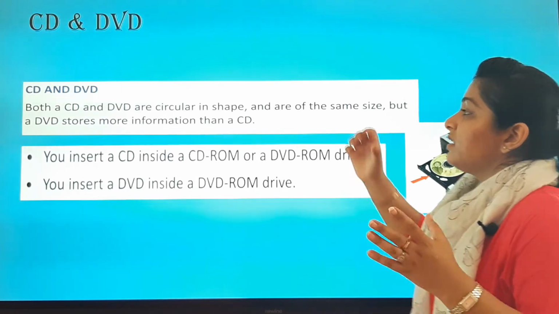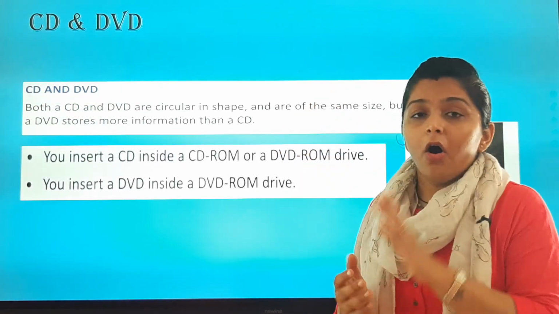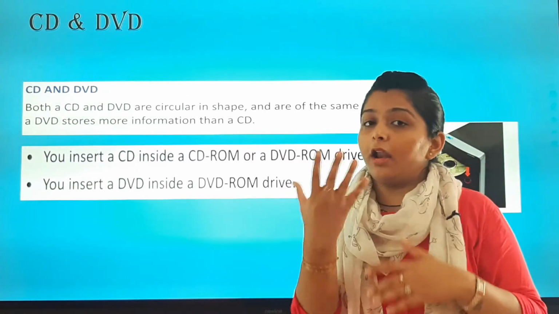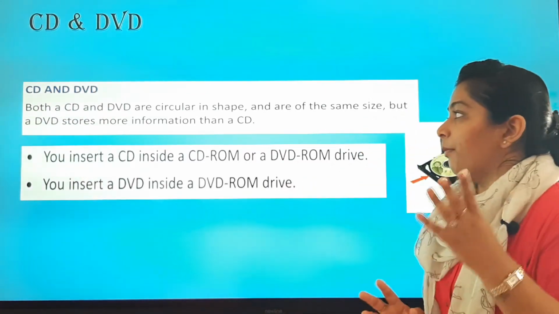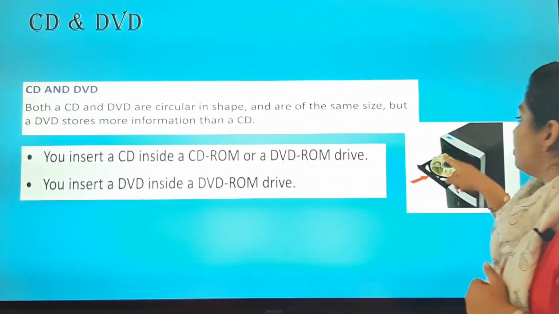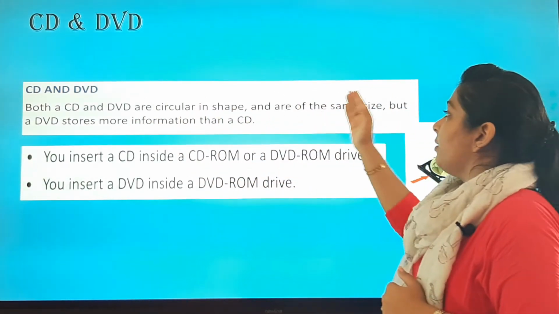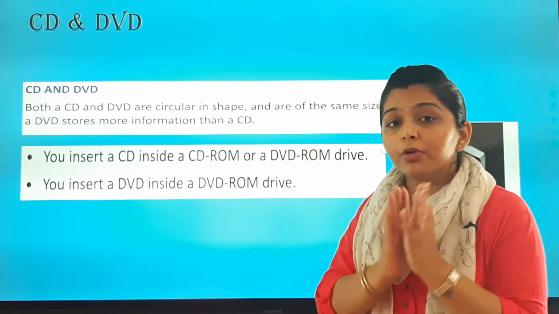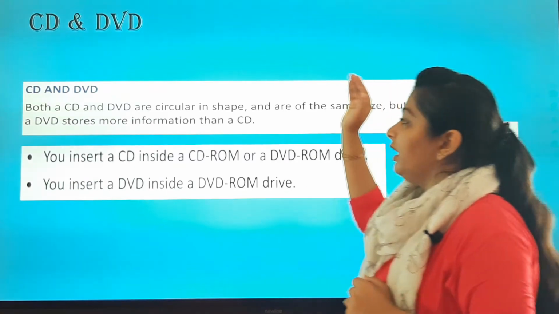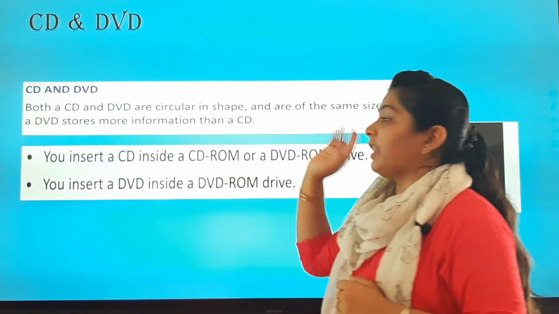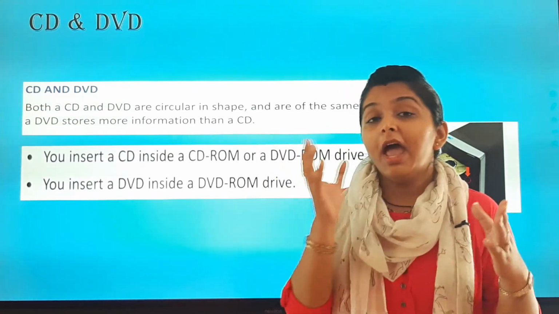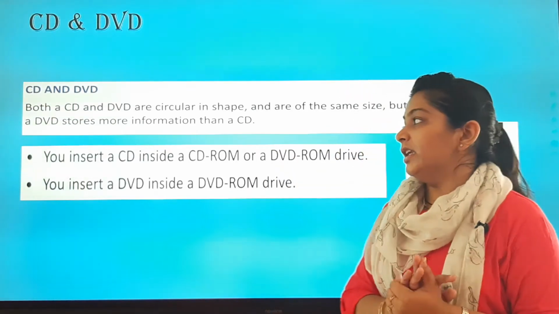The next one is a CD and DVD. Now you are already familiar with how CD looks like and how DVD looks like. ठीक है, हम लोगों ने देखा है. Both a CD and DVD are circular in shape. They are circular in shape and are of same size. वो दोनों same size के होते हैं और दोनों circle में होते हैं. But a DVD stores more information than a CD. अब DVD में हम ज़्यादा information store कर सकते हैं as compared to CD.